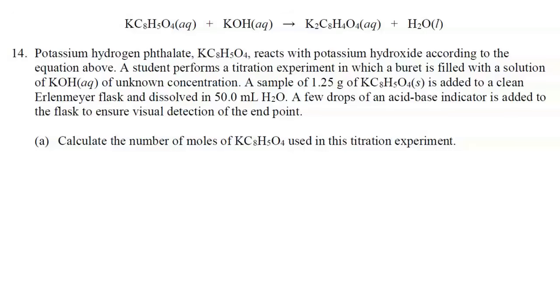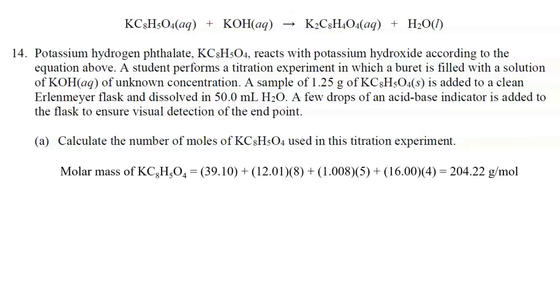Part A. Calculate the number of moles of potassium hydrogen phthalate used in this titration experiment. So we know that there's 1.25 grams. We have to convert from grams to moles. Let's calculate the molar mass of KC8H5O4. If we look at the periodic table and use the atomic mass values for potassium, carbon, hydrogen, and oxygen, we get a molar mass of 204.22 grams per mole.